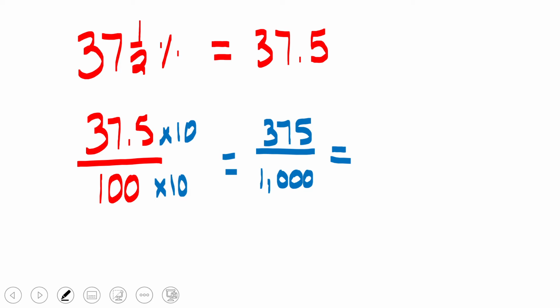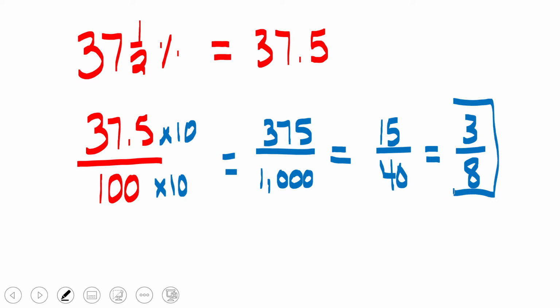We can reduce that. 25 goes into 375 15 times. 25 goes into 1,000 40 times. And then this reduces to 3/8 in the lowest fraction possible.